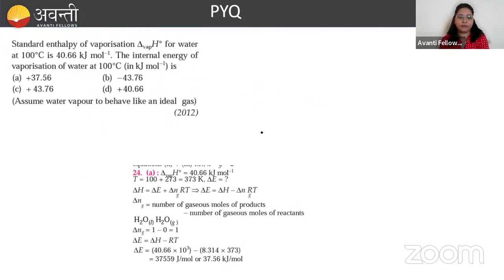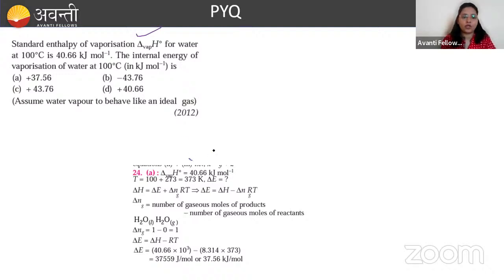Okay, next problem. The standard enthalpy of vaporization for water at 100 degrees Celsius is 40.66 kilojoule per mole. The internal energy of vaporization of water at 100 degrees Celsius is? So यहाँ पे हम लोगों को standard enthalpy of vaporization दी हुई है water के लिए, ठीक है, और हम लोगों को यहाँ पे determine करना है internal energy कितनी होगी.